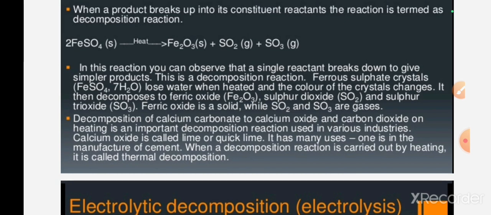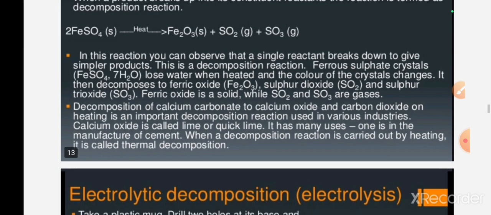It decomposes to ferric oxide, Fe2O3, sulfur dioxide, SO2, and sulfur trioxide, SO3. Ferric oxide is a solid while SO2 and SO3 are gaseous.